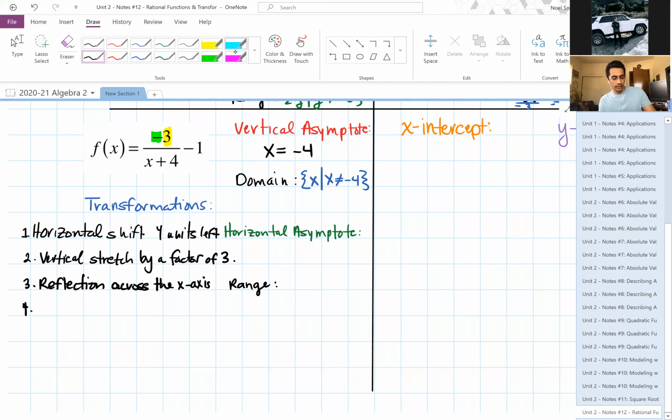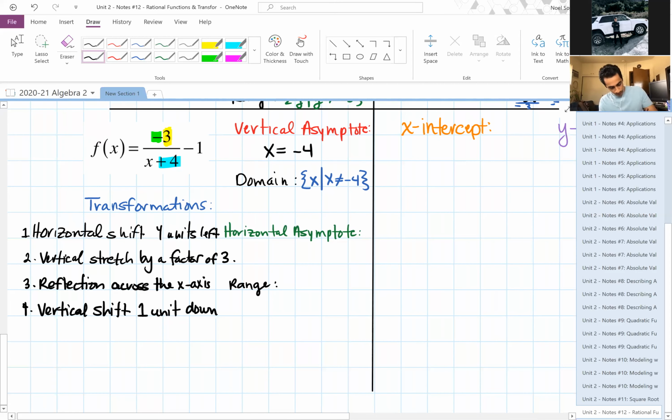Yeah, if I was highlighting them in order. And then the last one, vertical shift 1 unit down, right? So you had a horizontal asymptote at 0. It shifts the whole function down 1 unit. So where is my horizontal asymptote going to be now? Yeah, y equals -1. That's right.